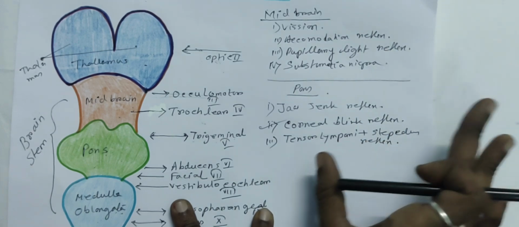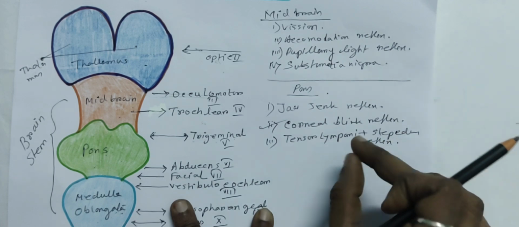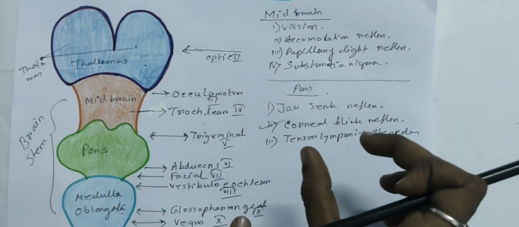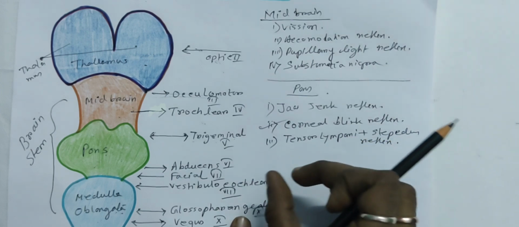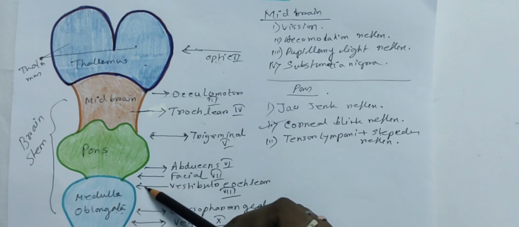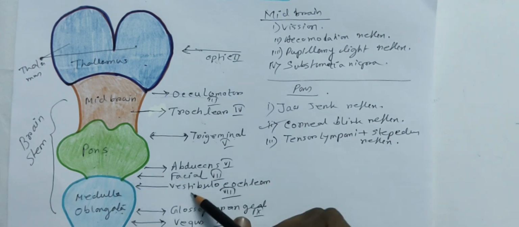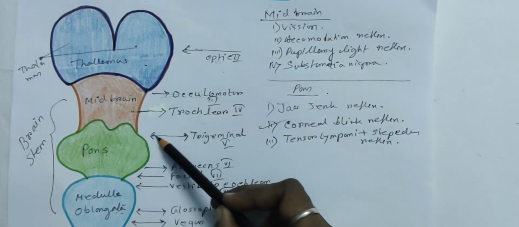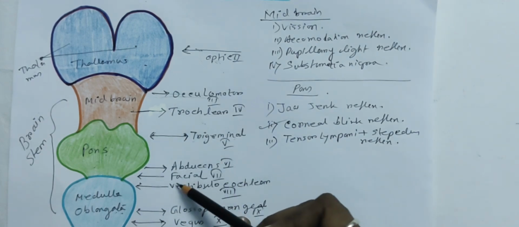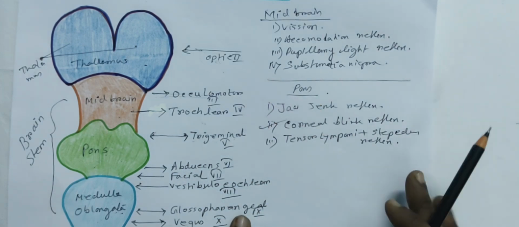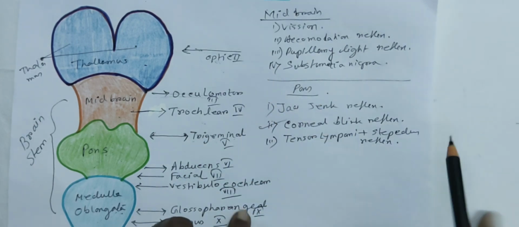That is the tensor tympani stapedius reflex. So here the sensory information goes through the vestibulocochlear nerve, and the motor impulse comes through the trigeminal. So this is the function of the pons.